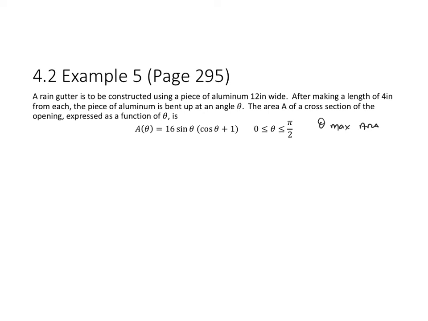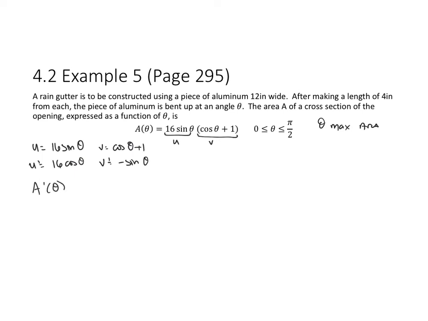So we're looking for our global max. And we can graph it and confirm that our A of theta is continuous on the interval 0 to pi over 2. So our next step is to find the critical value. So it's a u and a v. We're going to use the product rule. So my u is 16 sine theta, and my v is cosine theta plus 1. So my u prime is 16 cosine theta, and my v prime is negative sine theta.